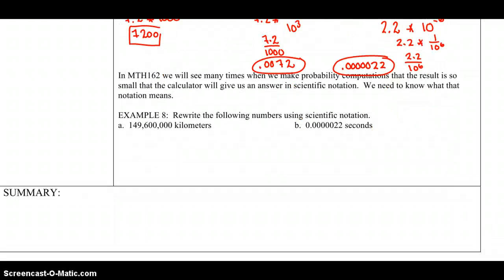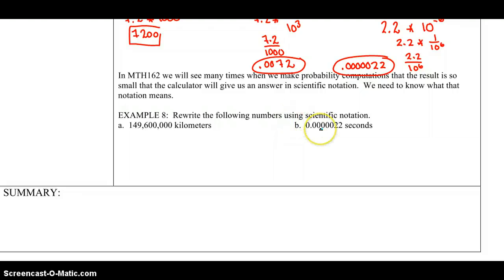So in Math 162, we will see many times when we make probability computations that the result is so small that the calculator will give us an answer in scientific notation, even if we didn't ask for it that way. It's just going to do it. So we need to know what that notation means. It's more important actually that we know the example we just completed, example 7. We aren't going to, but in some of your science classes you will be writing really large and really small numbers in scientific notation. So example 8 is important for those courses.